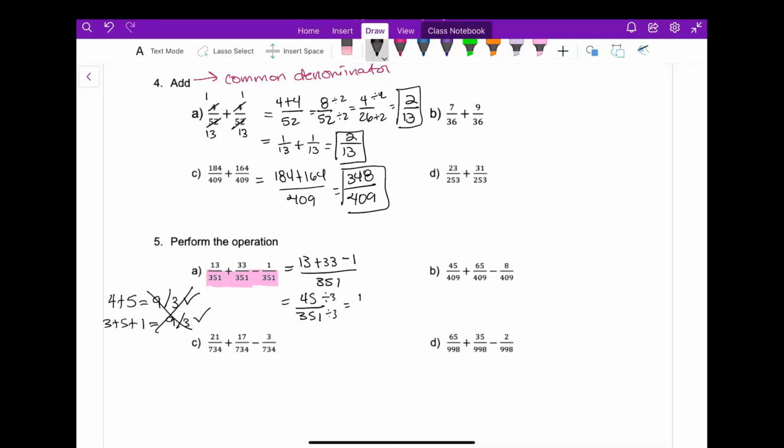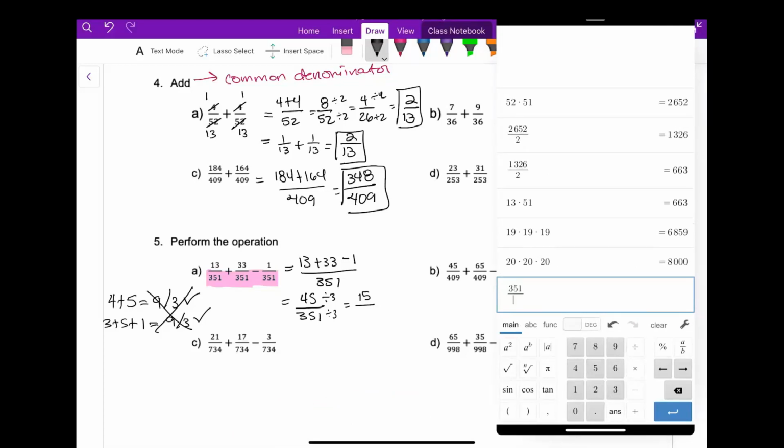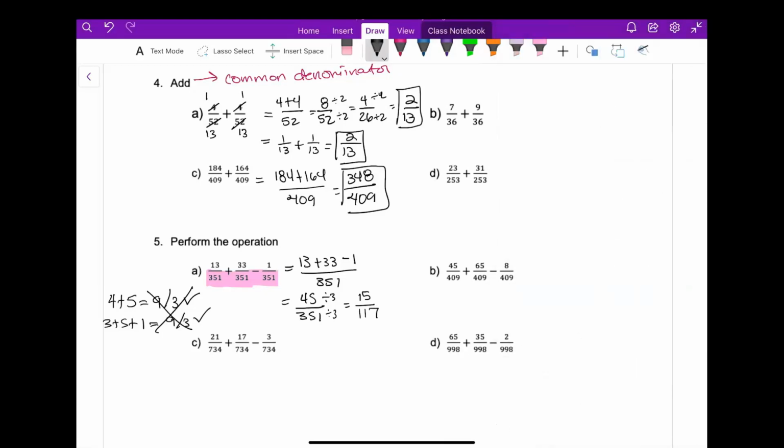45 divided by 3 is 15. And 351 divided by 3. Oh, this one's a little bit longer. Let's do 351 divided by 3, 117. Now I check again, as always. Do they both end in an even number? No. Both end in 0 or 5? No. Let's check again for 3.